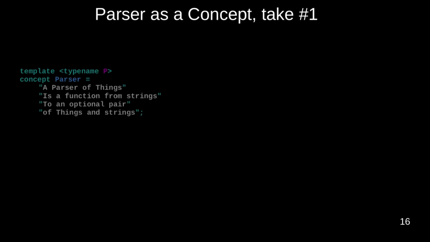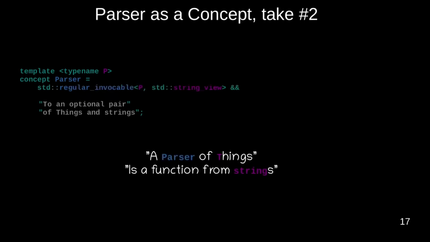And so now we can do this with the help of our concepts. So first of all, a parser of things is a function from strings. So we can express that as it's a regular invocable that takes a single argument, in our case of type string_view. And what about the return type? Well, it should be an optional pair, right? We had an alias for that, return that optional pair.